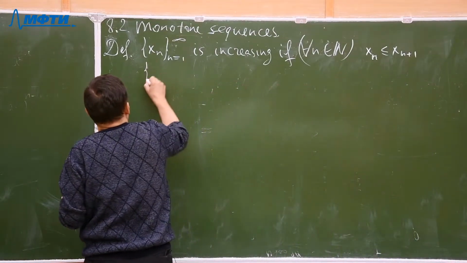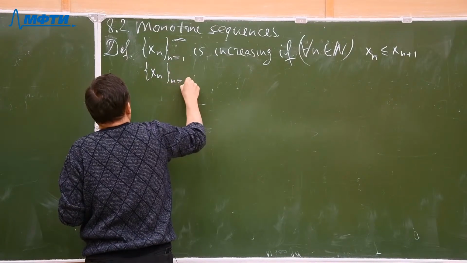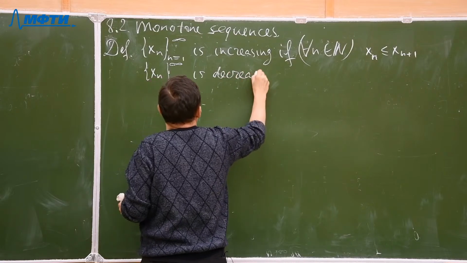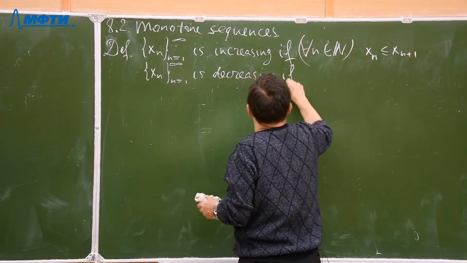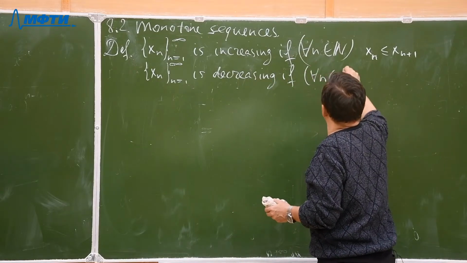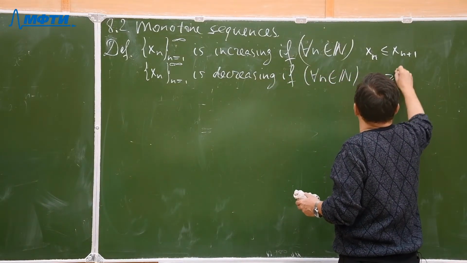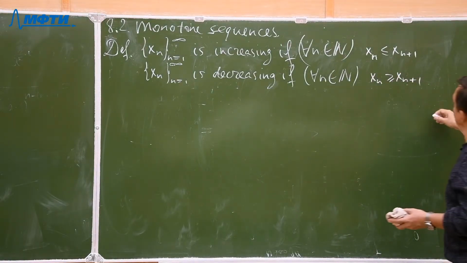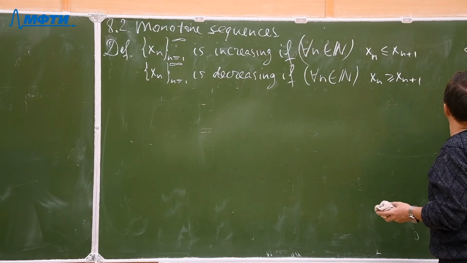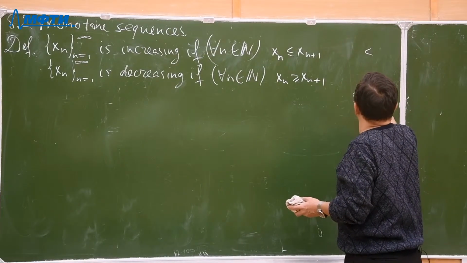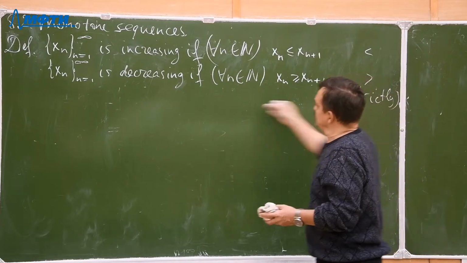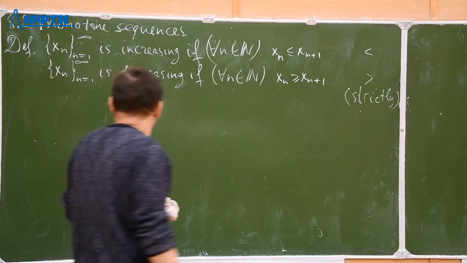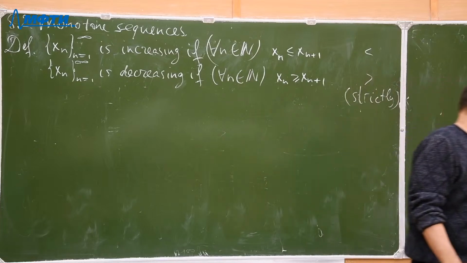And analogously, the sequence xn, n equals 1 up to infinity, is decreasing if for all n natural, xn is greater or equal than xn plus 1. So strictly increasing or decreasing. That is some kind of terms as well.